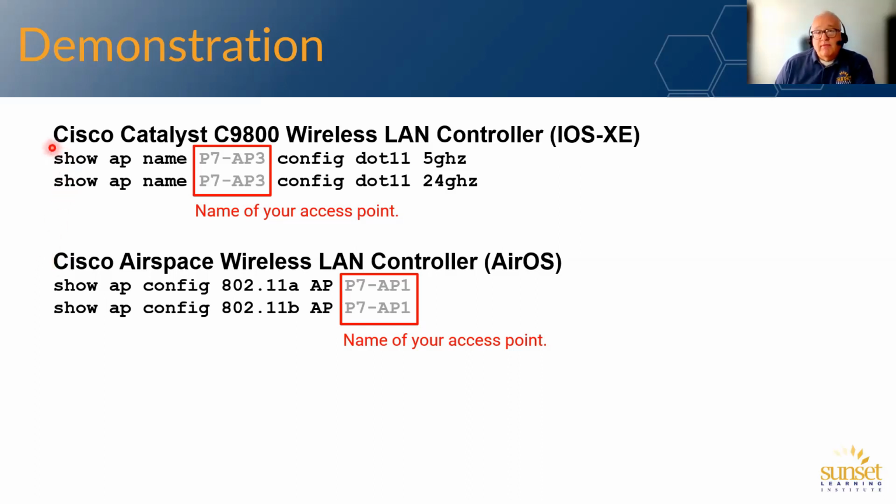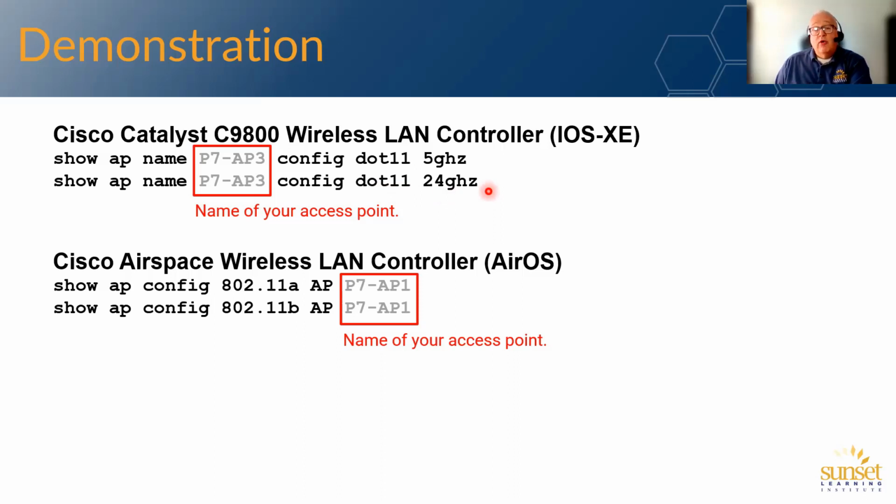So I'm going to go over these different commands. At the controller prompt, you would type show ap name. Now pod 7 AP3 is where you insert your AP name. Mine happens to be, in this demonstration, pod 7 AP3. So: show ap name pod 7 AP3 config dot11 5 gigahertz. And this will show you the interface on the AP for 5 gigahertz only. And then there's show ap name pod 7 AP3 config dot11 2.4 gigahertz.